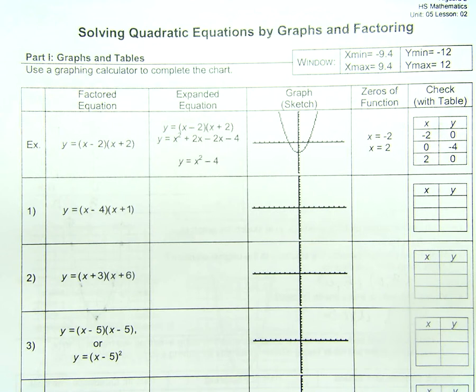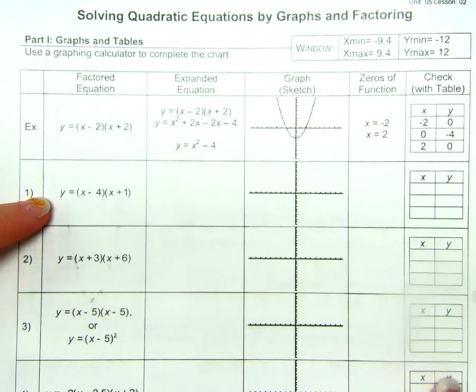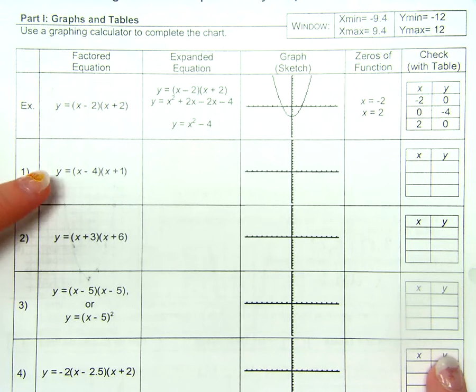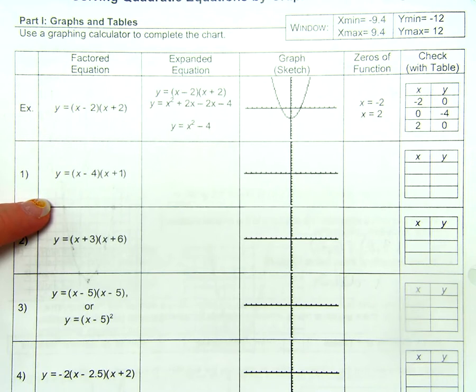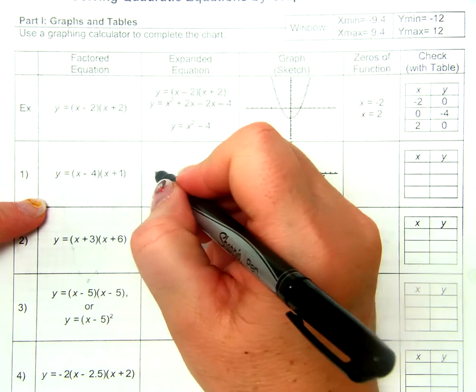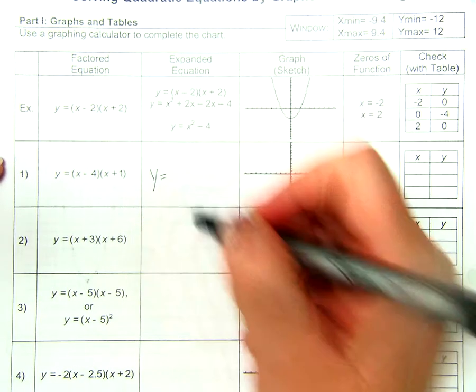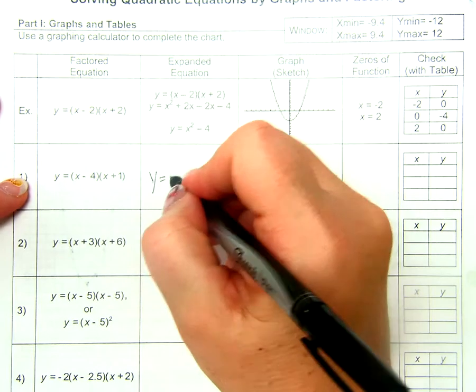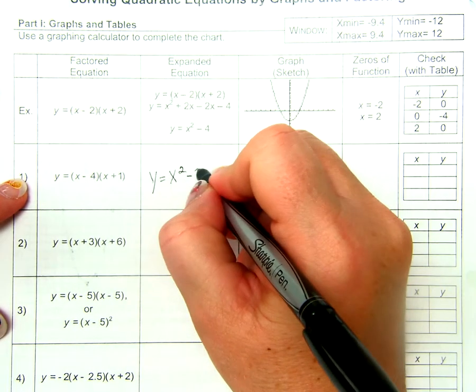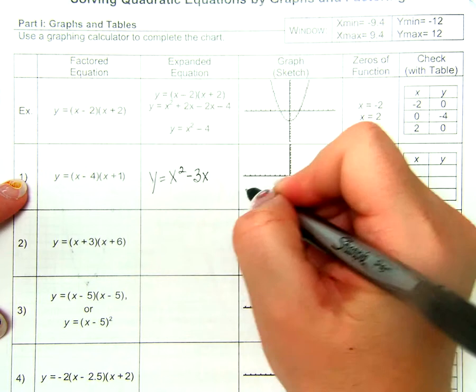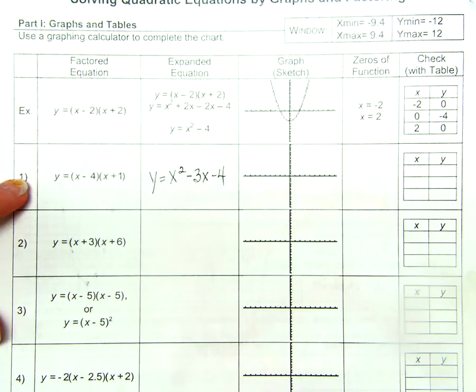Look at problem number 1. Here is the factored equation. If this is the factored equation, what is the expanded equation? Glance up at the example if you need to have a general idea of what to do. What's the expanded equation? X squared minus 3x minus 4.